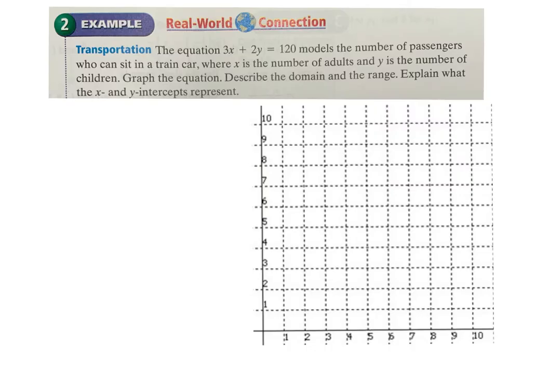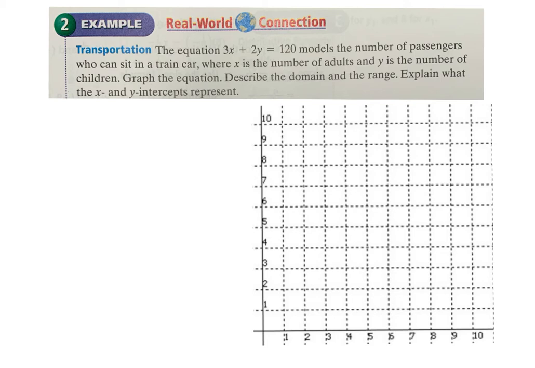The equation 3x plus 2y equals 120 models the number of passengers who can sit in a train car, where x is the number of adults and y is the number of children. Graph the equation, describe the domain and range, and explain the x and y intercepts, what they represent.